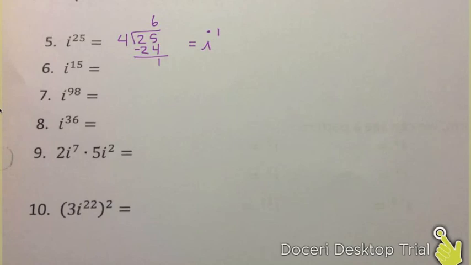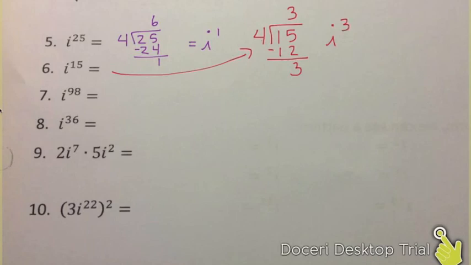i to the 15th. Well, we're going to do the same thing. I'm going to go all the way over here so that we have a little more room. So i to the 15th, you want to do 15 divided by 4. 4 goes into 15 3 times, which is 12. You subtract and get a remainder of 3. So this is really i to the third power, which, if you look back at your notes on the previous page, i to the third power is negative i.